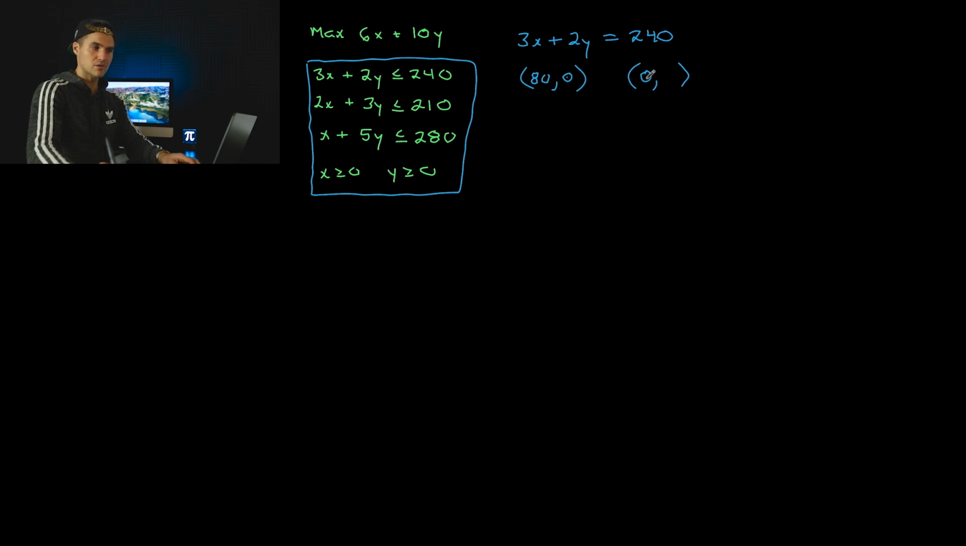And then for the y-intercept, plugging in 0 for x, 2y equals 240. Divide both sides by 2, we get a y-intercept of 120, like that. So that's going to be the first line. Let's maybe do these in different colors.